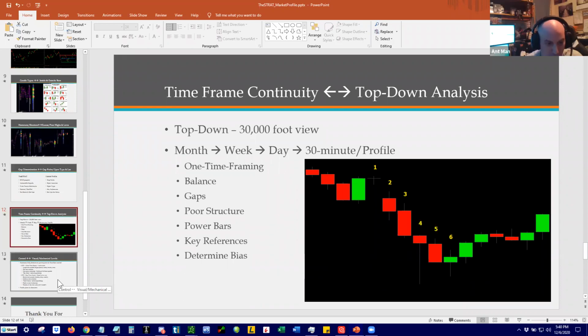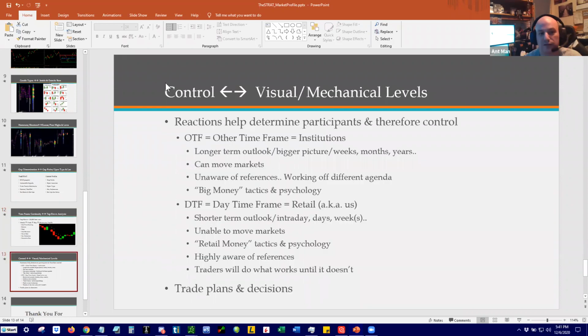And then the last thing I notice a couple similarities in is the concept of control and visual mechanical levels on the profile. The reactions to these levels help determine participants and therefore control, which is market profile theory. The profile theory breaks up traders into 2 types.